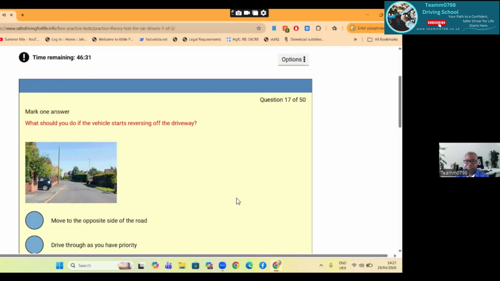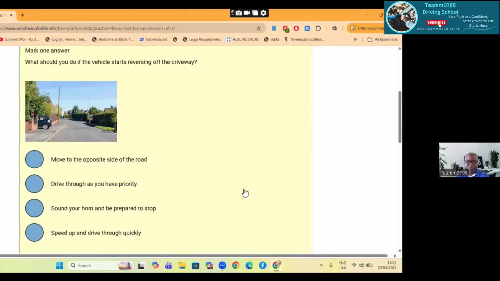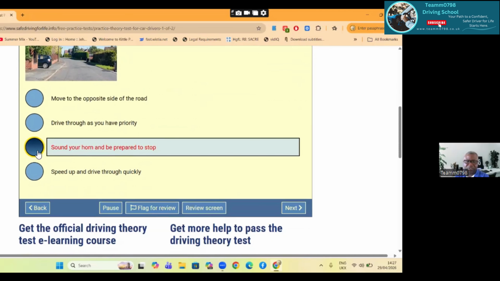What should you do if the vehicle starts reversing off the driveway? Okay, so when a vehicle is reversing off the driveway, the only thing you can do is to warn the person of your presence. And what do we use to warn the person? Your horn. So sound your horn and be prepared to stop.